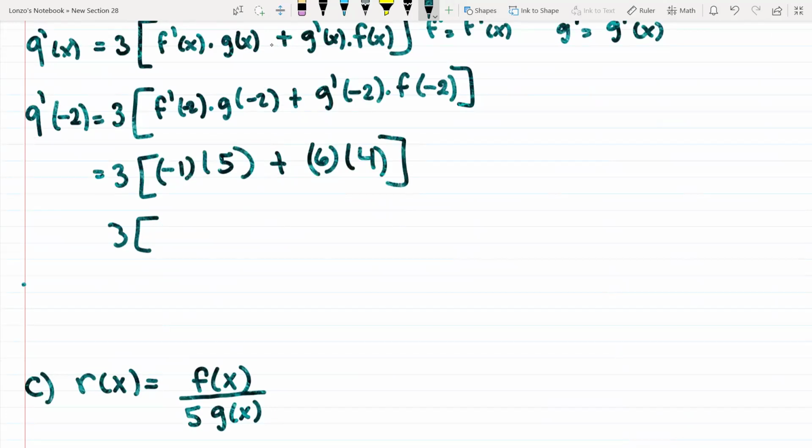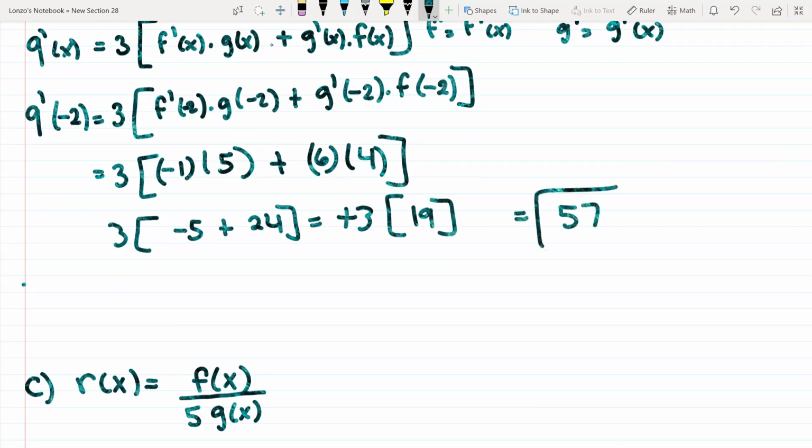Put it all together, -1 times 5 is -5, plus 6 times 4 is 24. So that's 3, oops, +3, and then 24 minus 5 is 19. 19 times 3 is 57. Okay, so that's the answer for B.